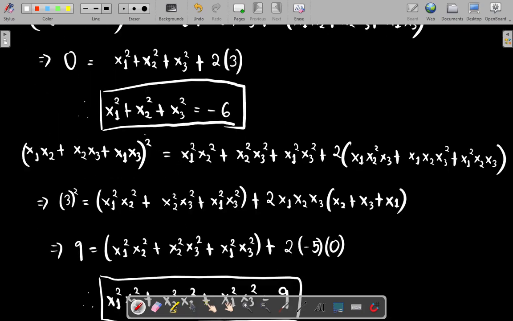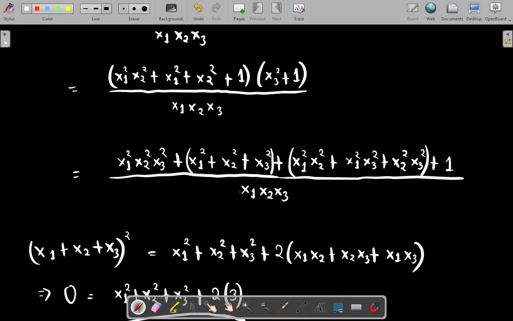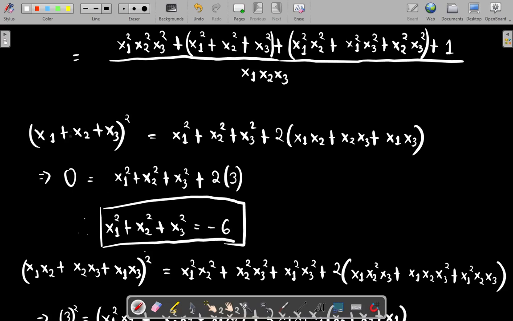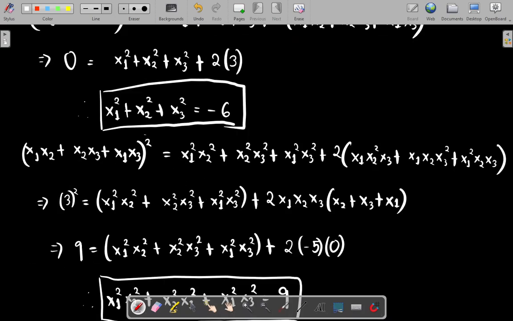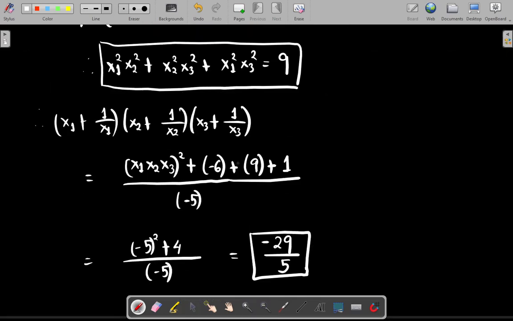So this was a bit lengthy in terms of getting these two sums. I had to use the a plus b plus c whole square expansion 2 times in order to get these sums of squares. And after getting that, you just have to use these values in this expression. So this is it. Thank you.